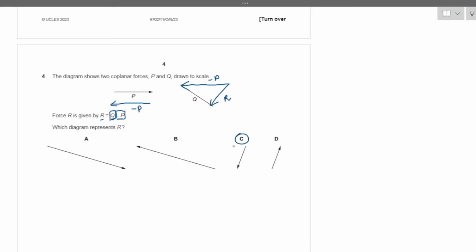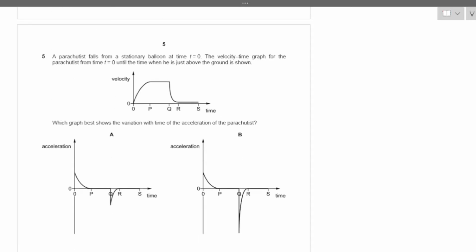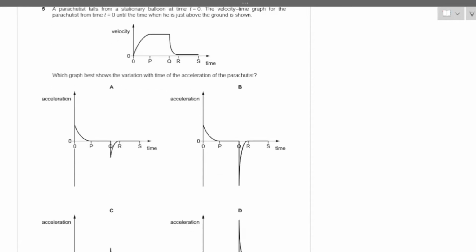Question 5. A parachutist falls from a stationary balloon at time t equals 0. The velocity-time graph for the parachutist from time t equals 0 until the time when he is just above the ground is shown. Which graph best shows the variation with time of the acceleration of the parachutist?